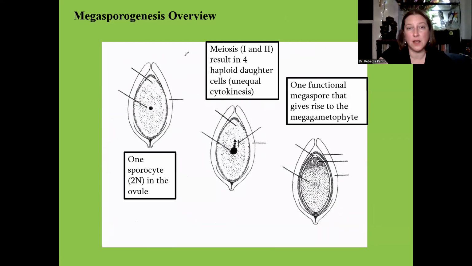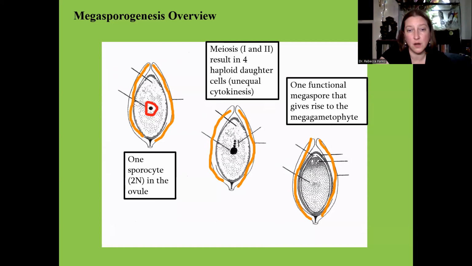So I'm going to use colors really quick here, just to get you oriented. This is the integument, the outside of the ovule. This here is a spore mother cell, diploid.